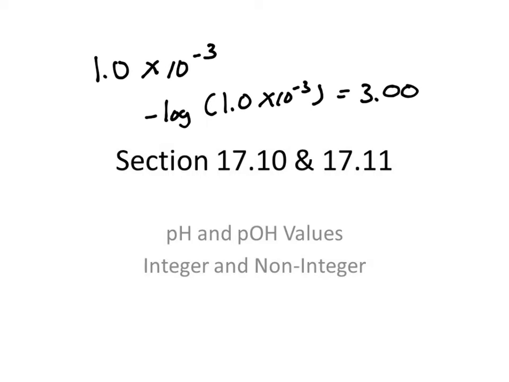Okay, and then 17.11 is where we start looking at if I have something like 1.32 times 10 to the negative fourth or something. Okay, obviously that's not as clean of a number, and I need to use my calculator for that. So let's see here, my negative log of 1.32 times 10 to the negative fourth is 3.88.